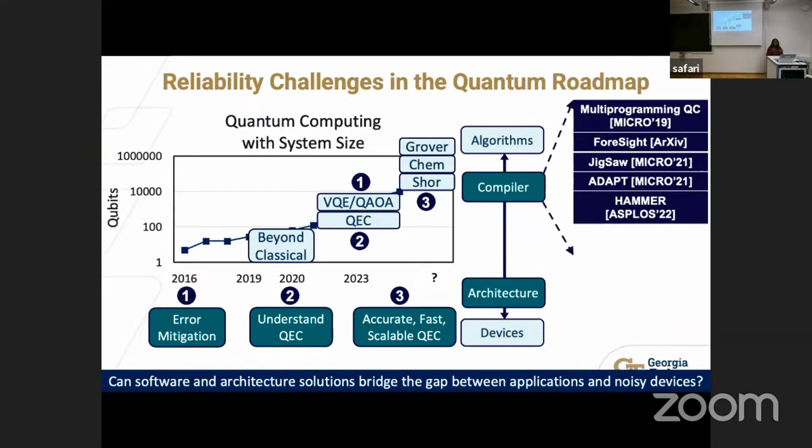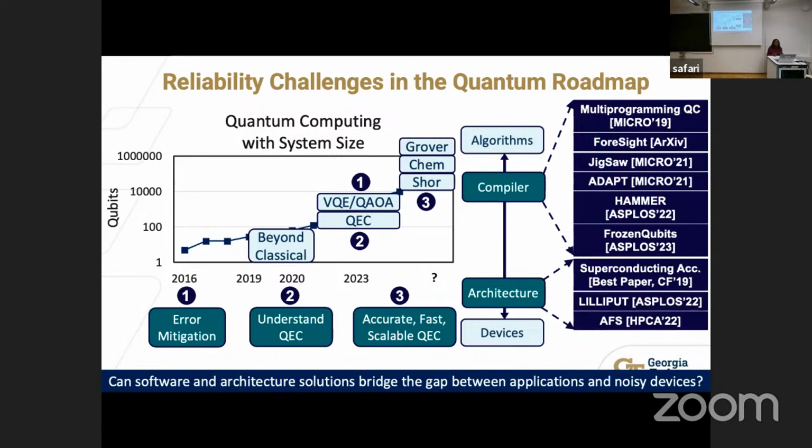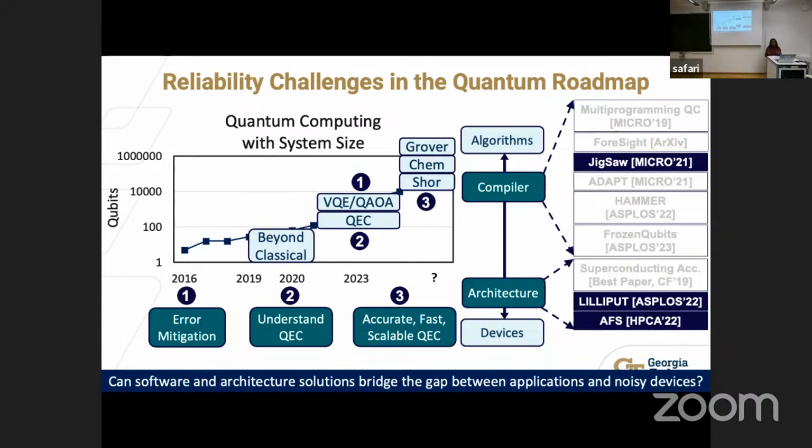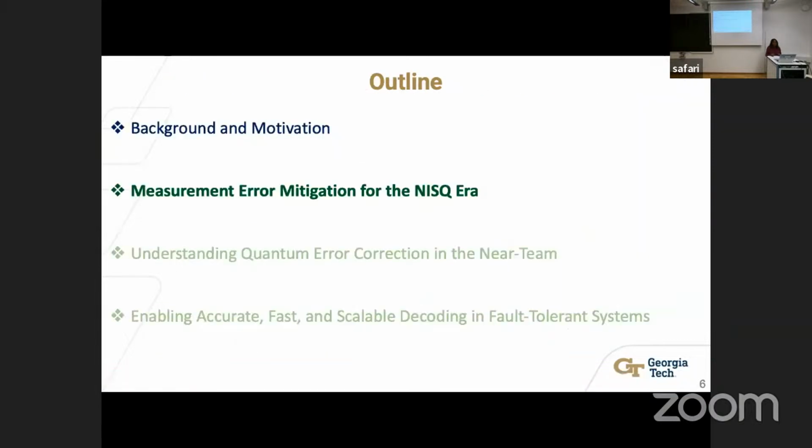And I have proposed several compiler optimizations and software error mitigation techniques to aid the NISQ applications, as well as I've come up with different architecture and system level solutions to help you understand quantum error correction and to also understand how you can build those large fault-tolerant quantum computers in future. Today, in the interest of time, I'll pick up three different works which cater to those three different buckets, and I'll talk about some of them. So the first thing that I'll talk about is JigSaw, which focuses on measurement error mitigation in the NISQ era.